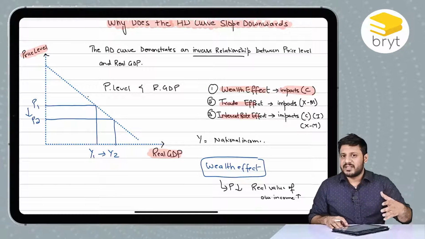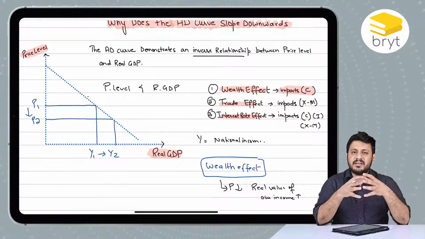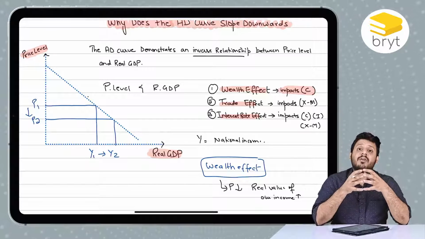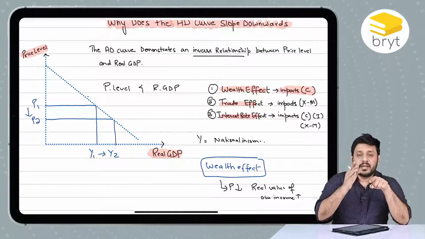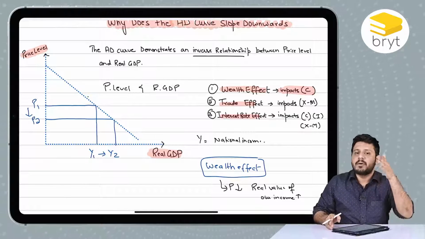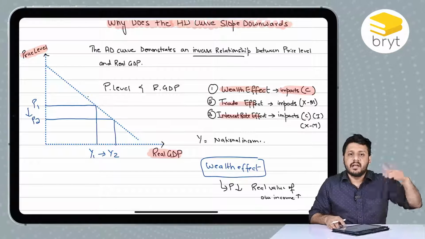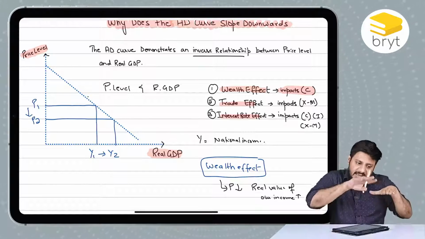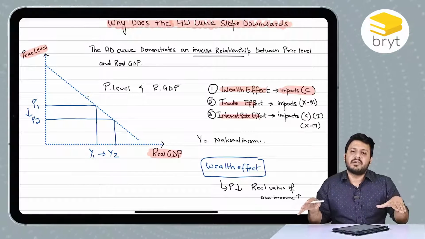And as a result of that, aggregate demand extends, not increases, extends. So when you say that aggregate demand is extending, it basically means that it is extending because of a decline in price. That is, the extension in AD is caused only and only because of a fall in price level, right? So because the price level falls, that actually impacts your real GDP.